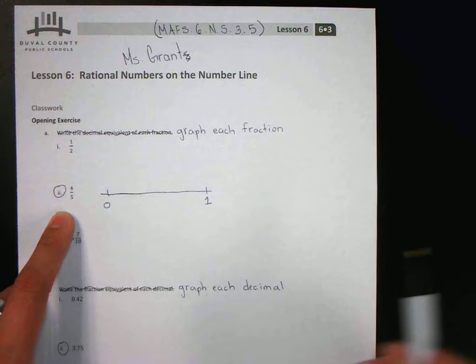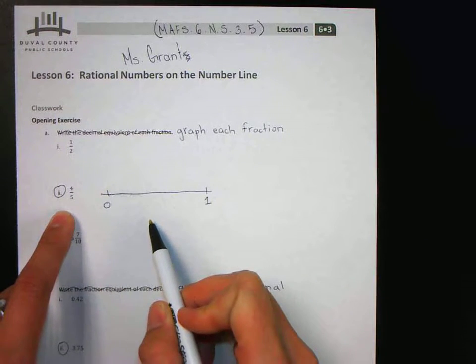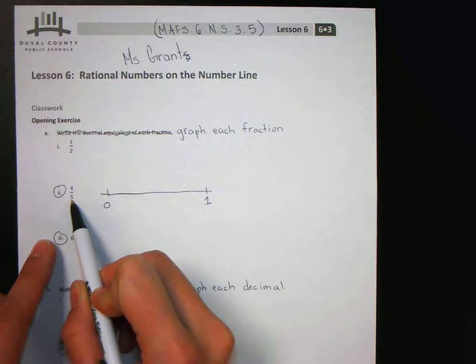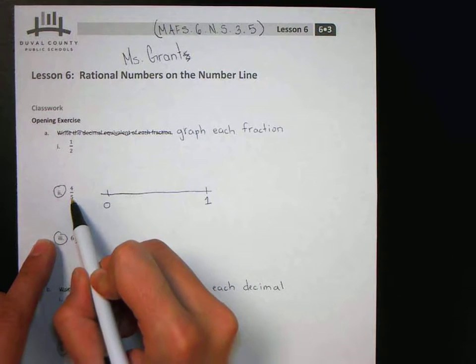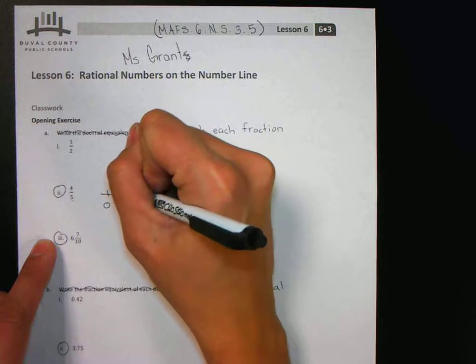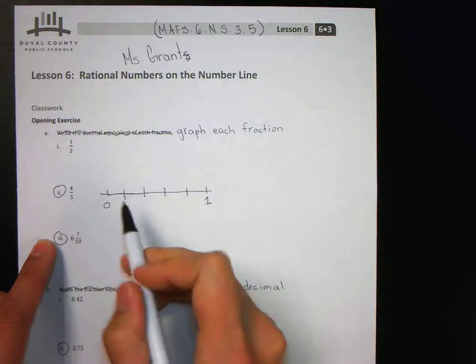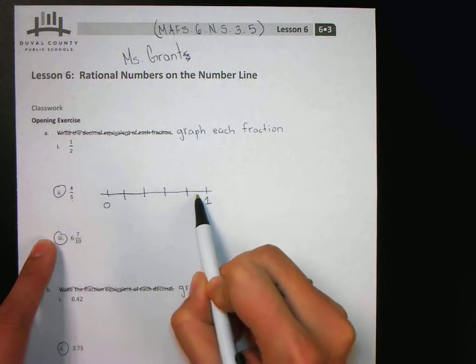Okay? I need to break apart my whole into equal pieces. Your denominator is going to tell you the amount of pieces. Okay? So my denominator is 5, so I want to break it up into 5 pieces. So I have 1, 2, 3, 4, 5 pieces.